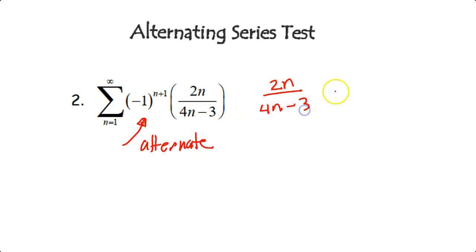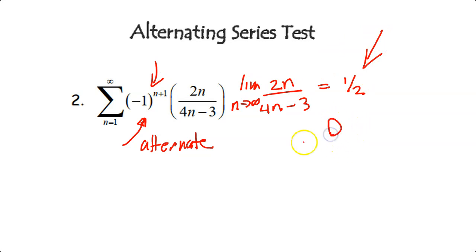and my limit as n goes towards infinity ends up being 1/2. So although my terms do alternate because of my negative 1 raised to the n plus 1, my term values are not approaching zero. So by the nth term test for divergence, this series diverges.